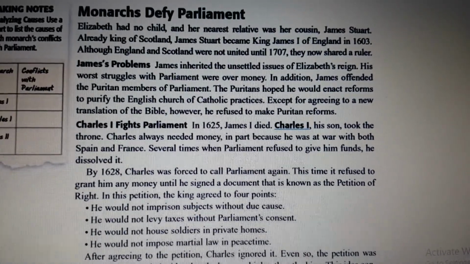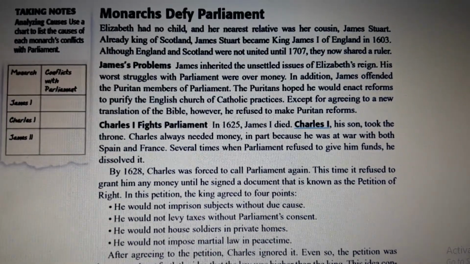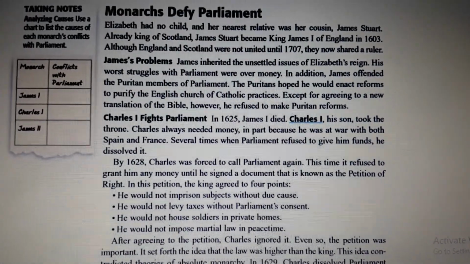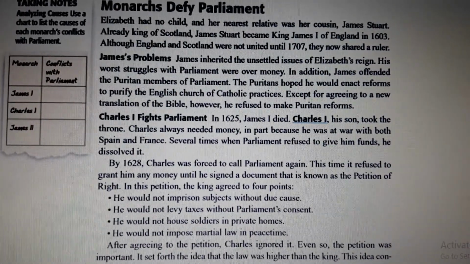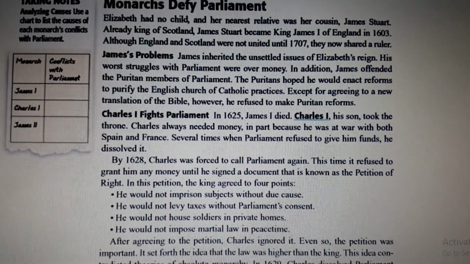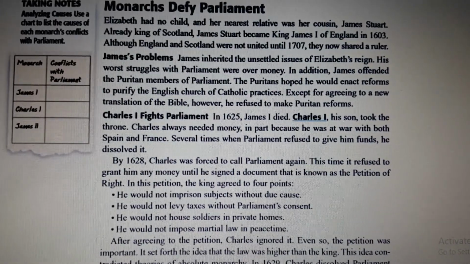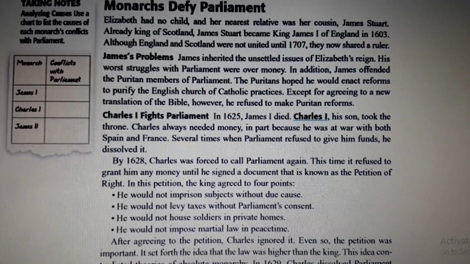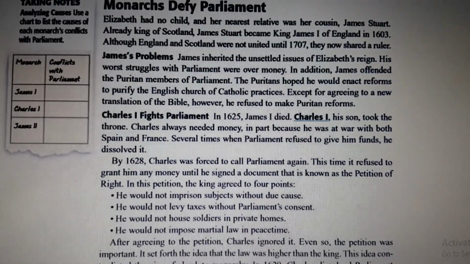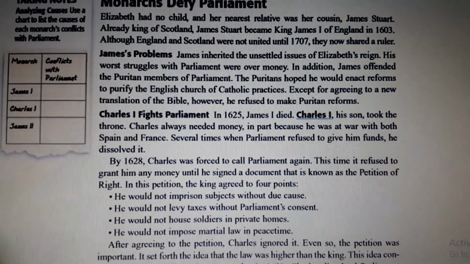Charles always needed money, in part because he was at war with both Spain and France. Several times when Parliament refused to give him funds, he dissolved it. By 1628, Charles was forced to call Parliament again. This time, it refused to grant him any money until he signed a document that is known as the Petition of Right. In this petition, the king agreed to 4 points.